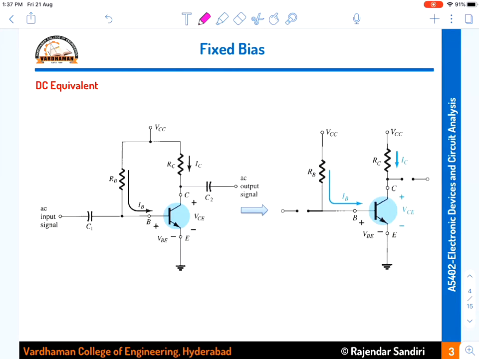The DC equivalent circuit can be obtained by making the AC input, VI, 0. I have to make the AC input 0. If you make the AC input 0, how does the capacitor behave for DC? It behaves like an open circuit. For DC, it behaves like an open circuit. For AC, it acts like a short circuit. So for the DC equivalent, the XC value is infinity. That is an open circuit. The capacitor is an open circuit.